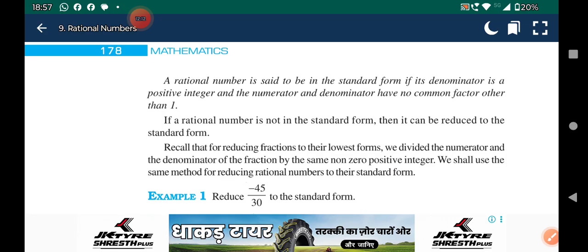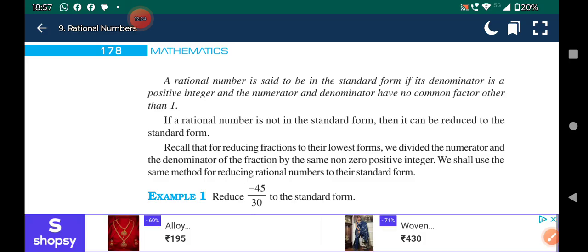A rational number is said to be in standard form if its denominator is a positive integer and the numerator and denominator have no common factor other than 1. If a rational number is not in standard form, then it can be reduced to standard form.